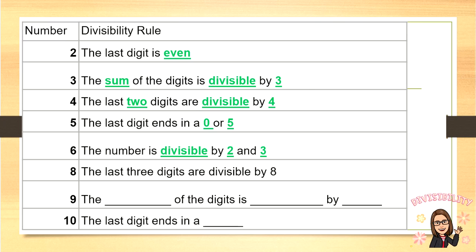8, hopefully you don't have any that are 8, but you just have to have the last 3 digits divisible by 8. And that one's a little bit trickier. But think about this. If it's divisible by 2 and 4, then it might be divisible by 8. But it has to be divisible by 4 to be divisible by 8. 9. The sum of the digits is divisible by 9. So just like the 3, where you add up all the digits, you're going to do that for 9. And if it's divisible by 9, then it will work.